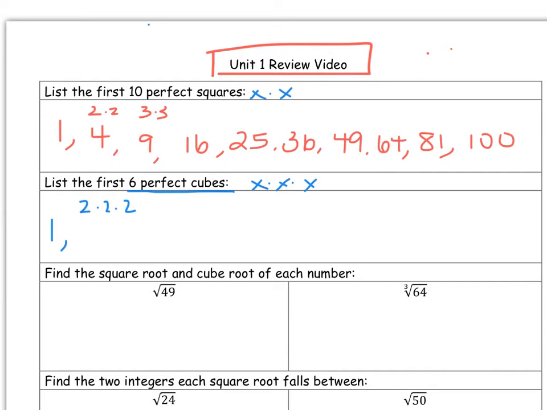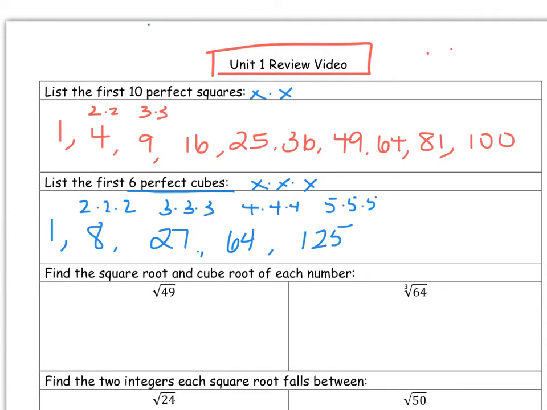2 times 2 times 2 is 8. 3 times 3 times 3 is 27. 4 times 4 times 4 is 64. 5 times 5 times 5 is 125, and we just need the first 6, so 6 times 6 times 6 is 216. So those are the first 6 perfect cubes that you need to know.